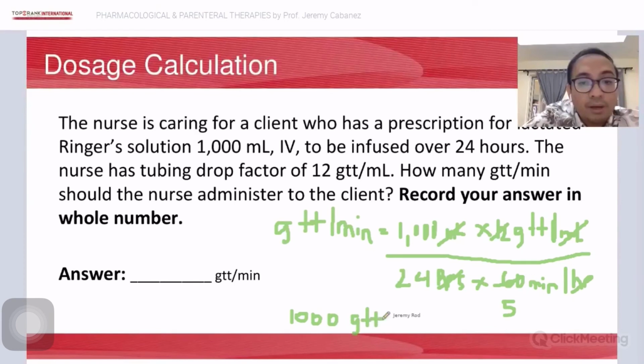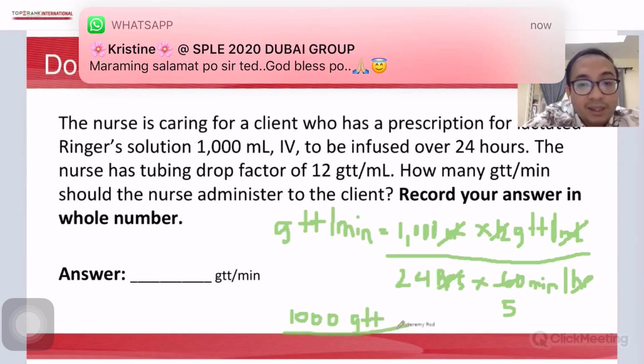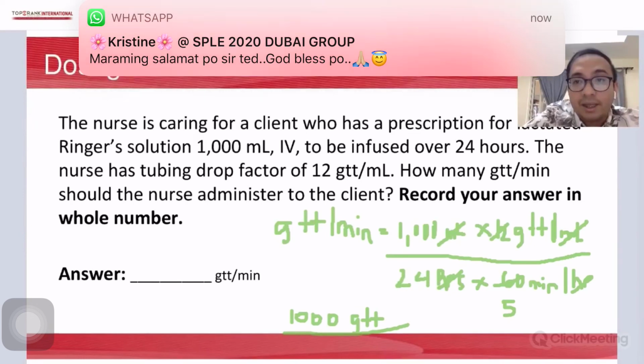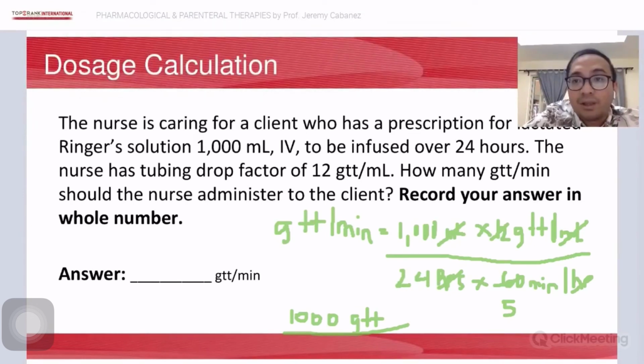Diba? Over ilang minutes ang nakuha mo? 24 times 5. Okay? So, ilan yung 24 times 5? 24 times 5 equals 120. Okay. 120, anong natira mo? Minutes. Okay, so therefore, 1,000 divided by 120. Okay, and you will get the correct answer.